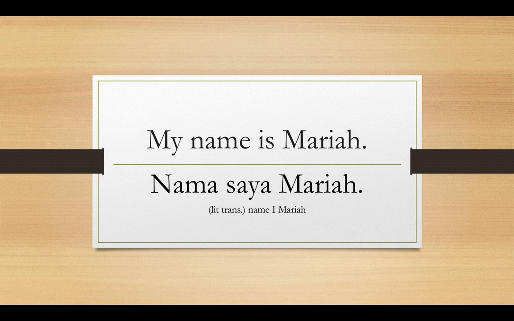So moving on, if you want to say "my name is so and so," for example, "my name is Mariah," in Malay we would say "nama saya Mariah." In the formal Malay, that is. And in the informal Malay, we would say "nama saya Mariah." The literal translation for this is nama for name, saya for I, and Mariah for Mariah, obviously.